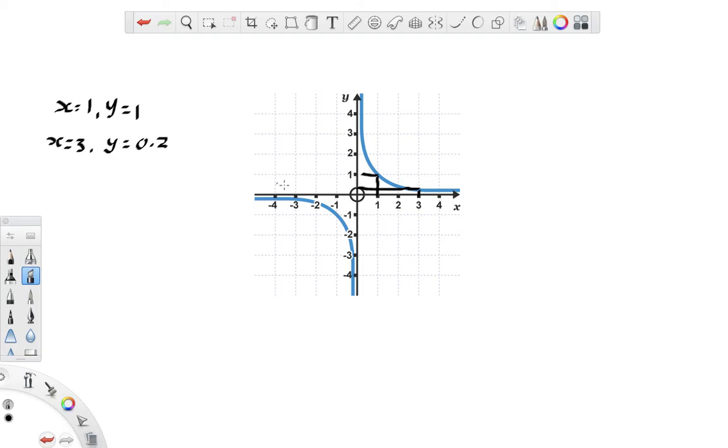Okay, so what about the left-hand side of the graph? Well, when x is equal to minus 1, what is y equal to? Well, we find x equal to minus 1 there, we'd read down, read across, and we'd find that y is equal to minus 1 there. Okay, what about when x is equal to minus 3? Well, we'd find minus 3, we read across, so it looks like it's going to be minus 0.2.